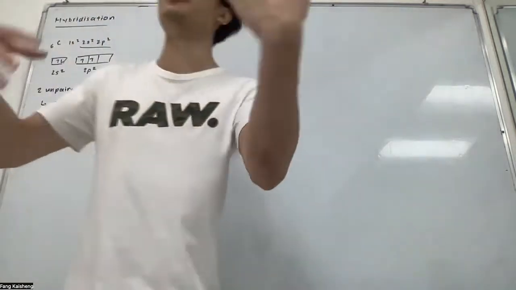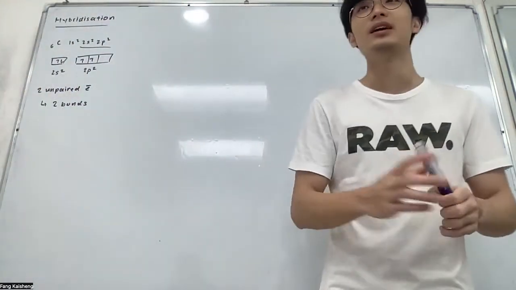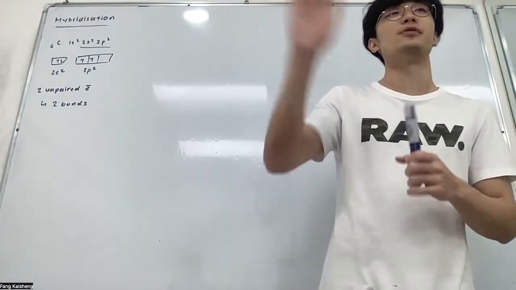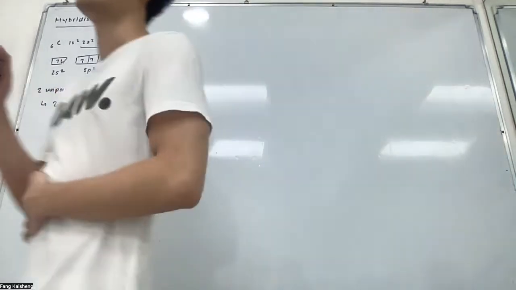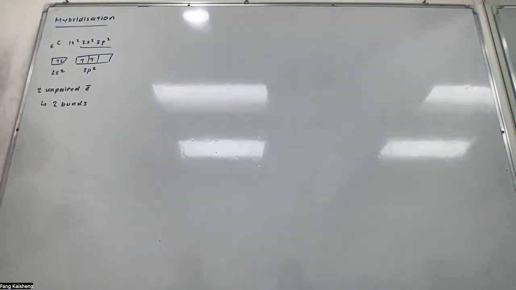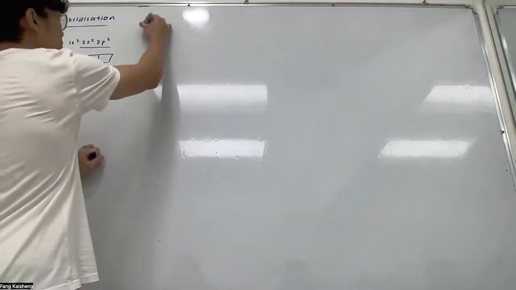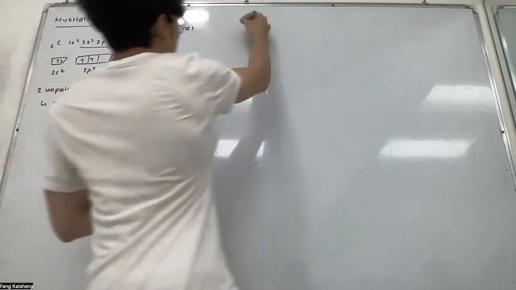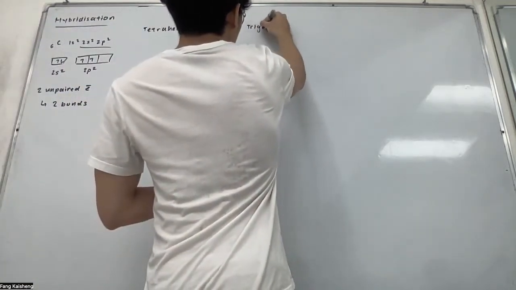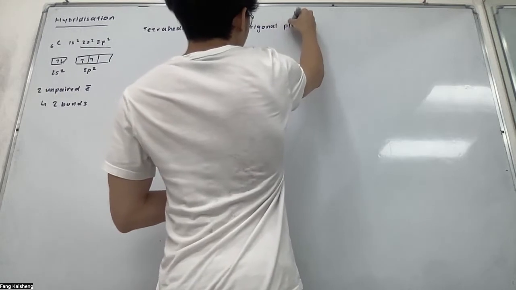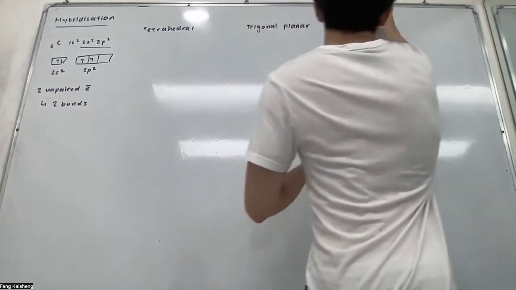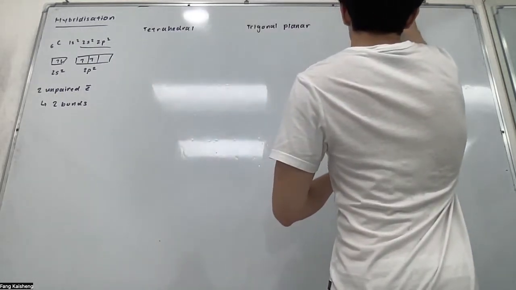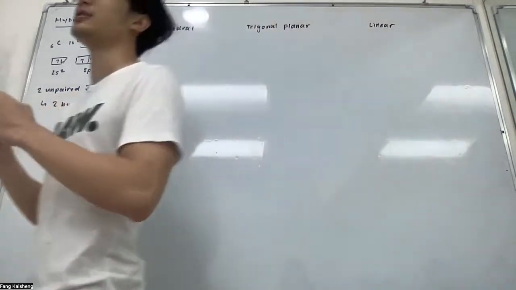That's where the s and the p orbitals start to combine with each other. But remember, there are 3 different shapes for carbon. Can you remember these 3 shapes? Note these 3 shapes down. That's tetrahedral. What else? Trigonal planar, and finally, linear. In other words, you should have a very good understanding of these 3 shapes. But we are focusing just on carbons.